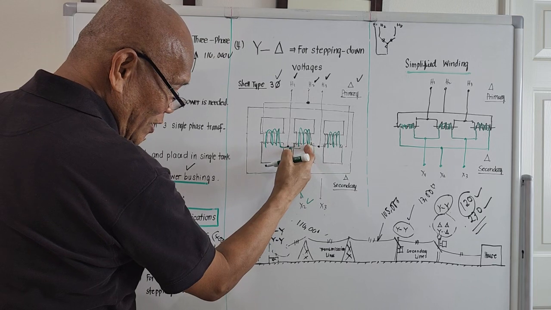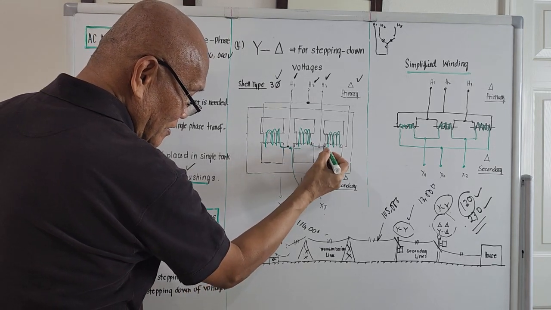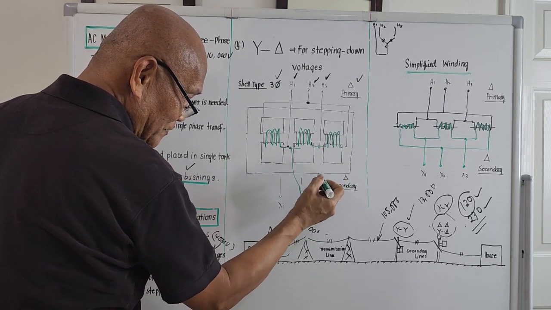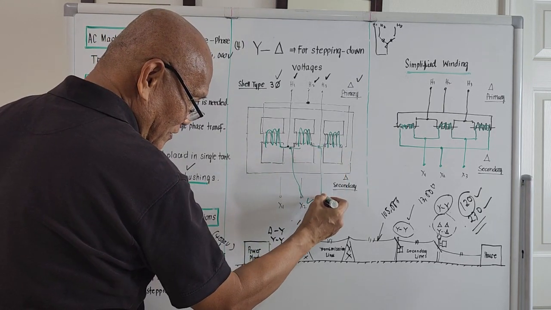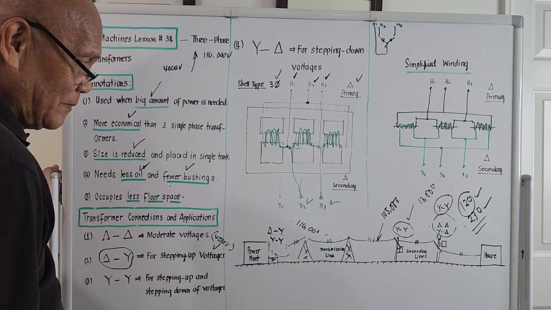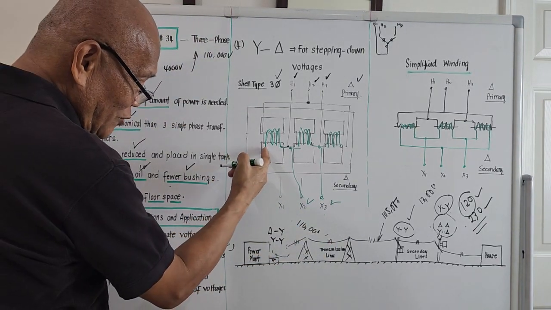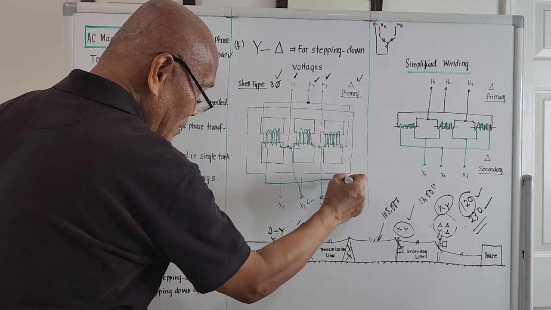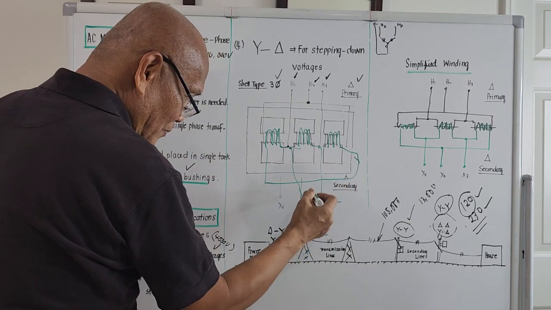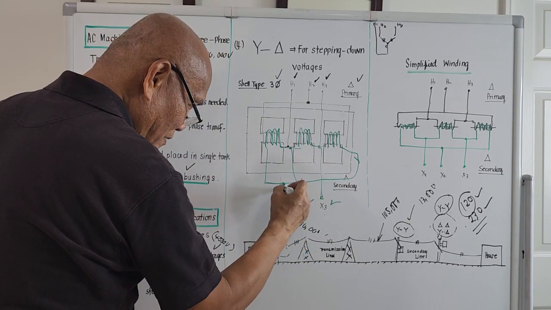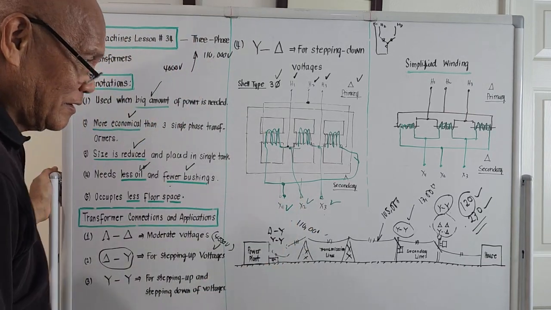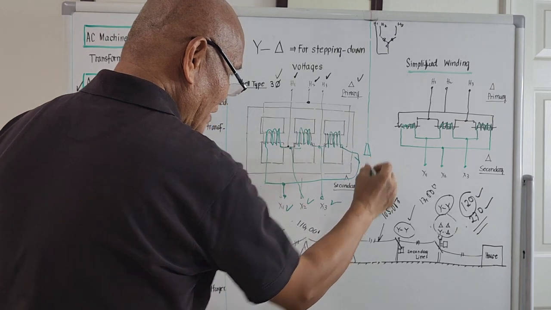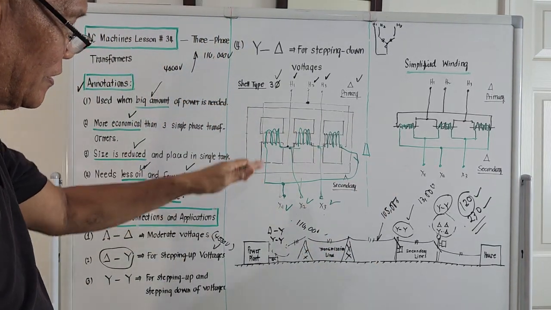We connect the end of this one with the end of this one. Considering the green marker, right? We get the center tap, we bring it out. That will be X3. We connect the end of this one to the end of this one. I will do it with the green one, right? Then I will bring that one out. That will be X1. The connection is still delta.